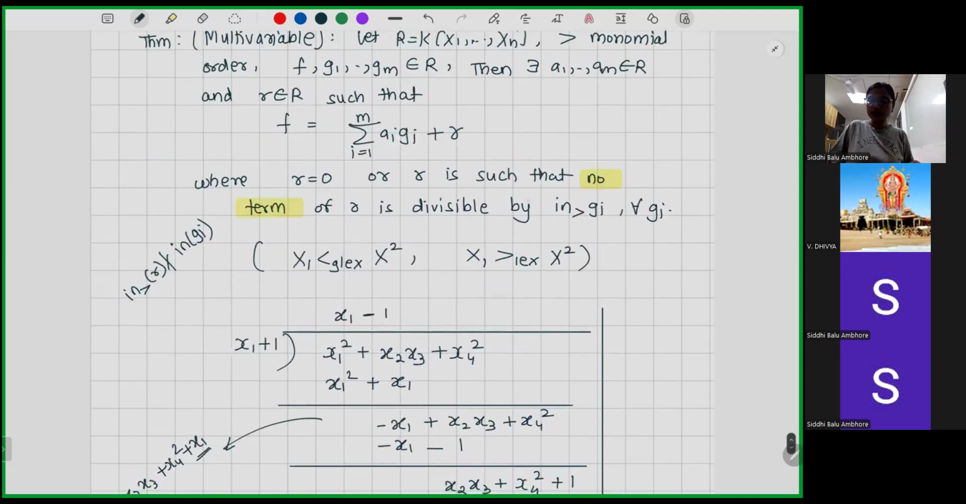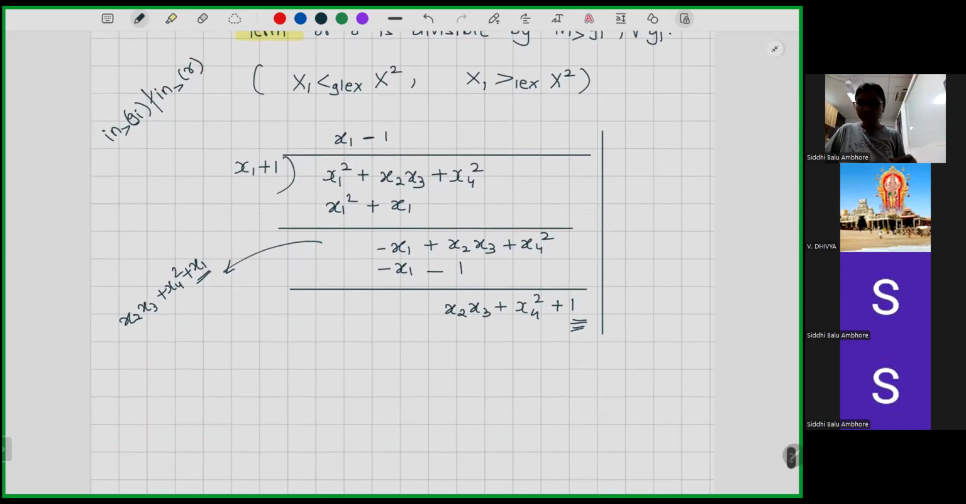Okay, so that's why no term of r is divisible by gi. I hope this is clear. If you have any doubt, please let me know. When we do this, we have to check that no term of the polynomial is divisible by the initial term of the divisor. Okay, any doubts?